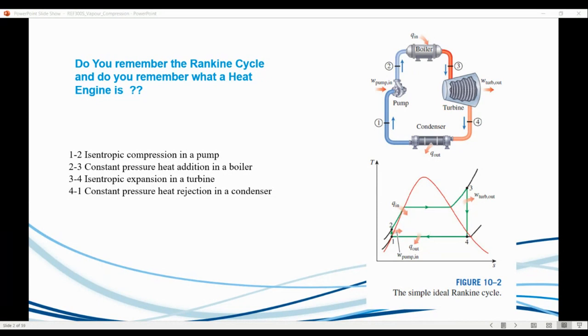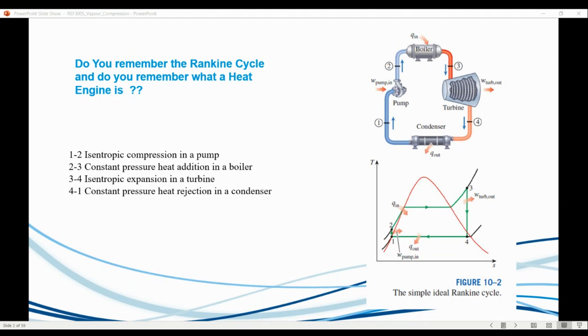Yeah, no, it's fine. So you can understand why I'm introducing this. One thing that is important is to look at the processes, right? From 1 to 2, we've got a compression in the pump. From 2 to 3, we've got the heat addition in the boiler. From 3 to 4, we have expansion in the turbine. And from 4 to 1, we have heat rejection in the condenser. Obviously, the schematic is showing it.